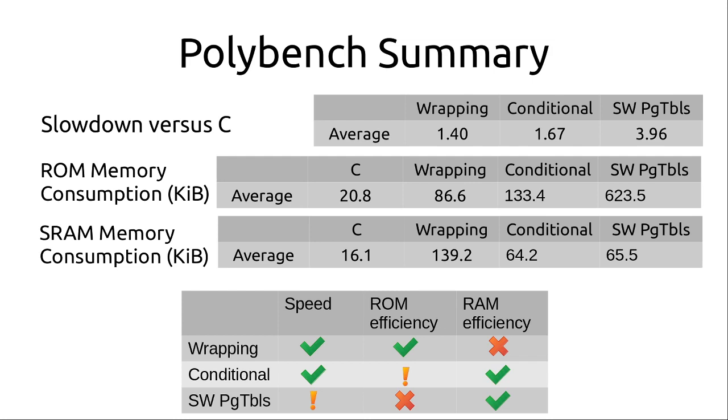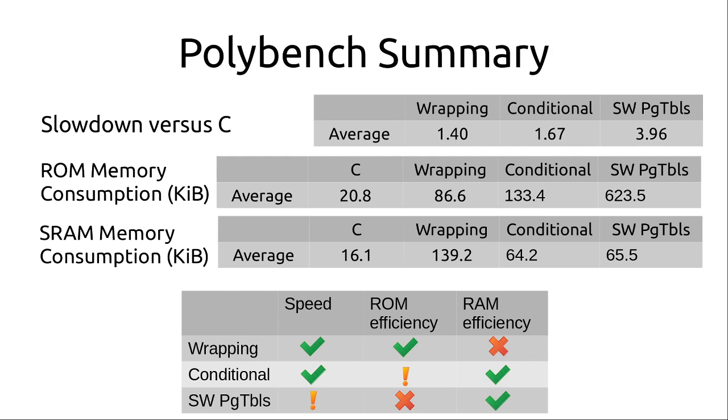And you see that the wrapping bounds checking approach has about a 40% slowdown versus C. Conditional has a 67% slowdown, and software page tables are about 4 times slower than C. So you can see that trade-off in action here. In terms of ROM consumption, this is the binary size.